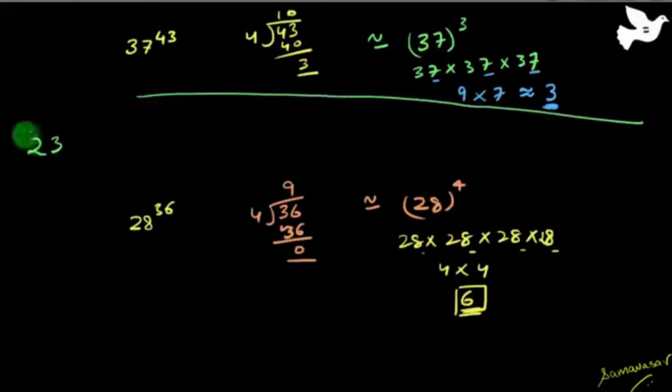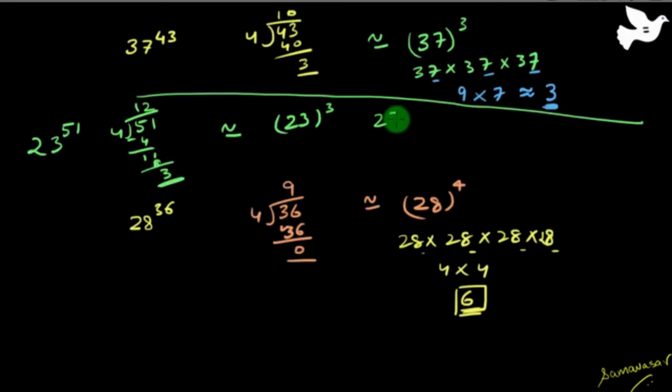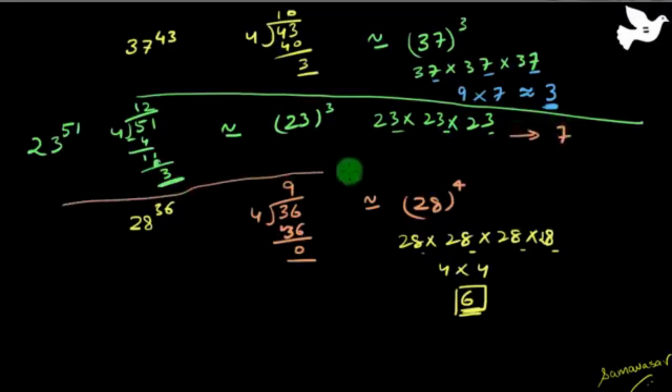let me say I have 23 raised to the power 51. 51 divided by 4, I'll get the remainder as, let me just do it. I get the remainder as 3. So the unit digit is the same as 23 raised to the power 3, which is 23 into 23 into 23. 3 into 3, 9. 9 into 3, 27. That is, unit digit will be equal to 7. So this is how you can solve the questions.